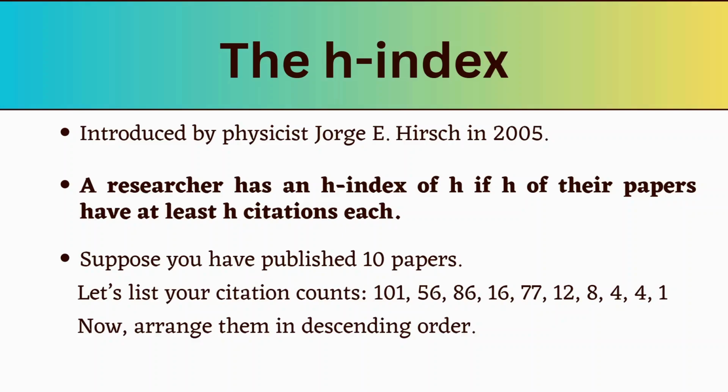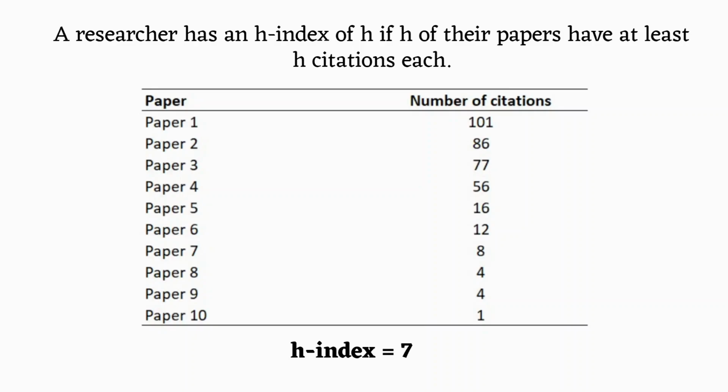Say suppose you have published 10 papers. So now arrange them in descending order of citations. When you arrange your citations in descending order, it will look like this. Your paper 1 has 101 citations, paper 2 has 86 citations, paper 3 has 77 citations. So as per the definition, a researcher has an H-index of H if H of his papers have at least H citations each. H here is the number of papers.